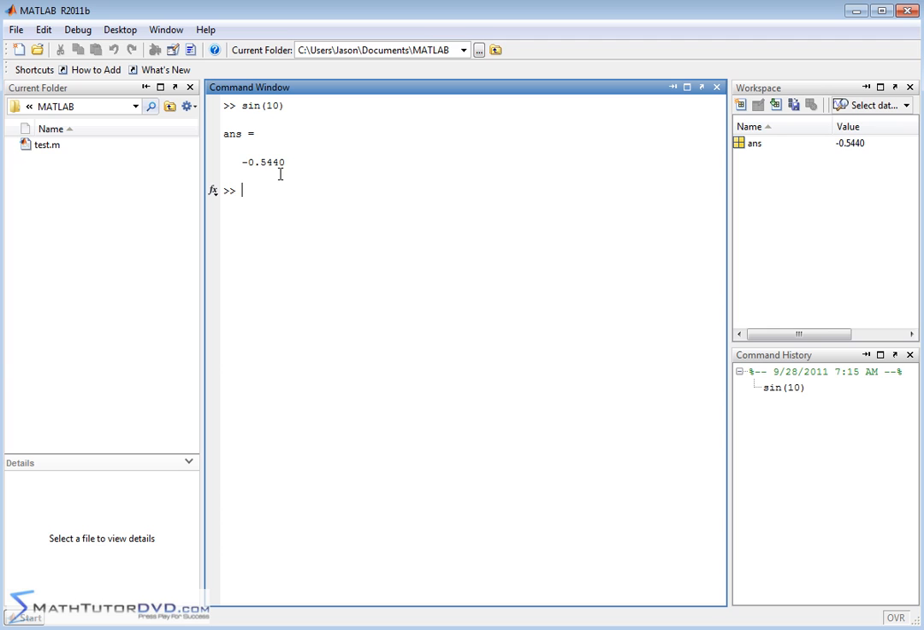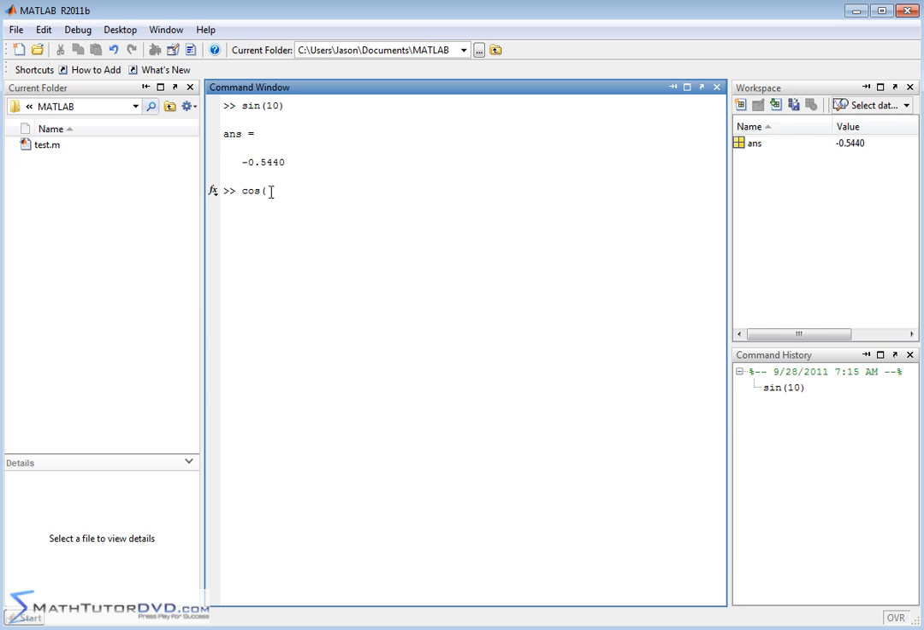Now, the thing you need to make sure you understand is that any sine, cosine, tangent, trig function in MATLAB is going to be interpreted in terms of radians. So this is not sine of 10 degrees it just did here. This is sine of 10 radians. So that's very important for you to remember, and that's usually the standard mode in most calculators too.